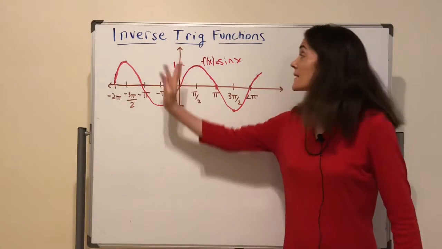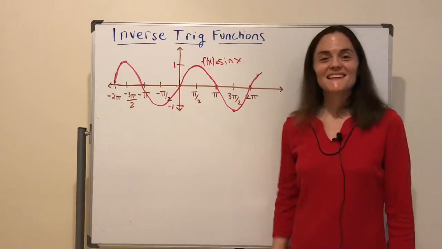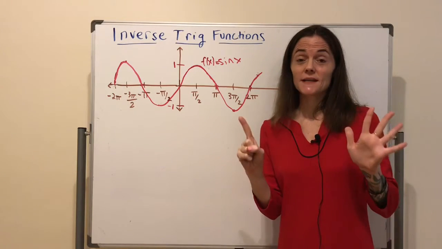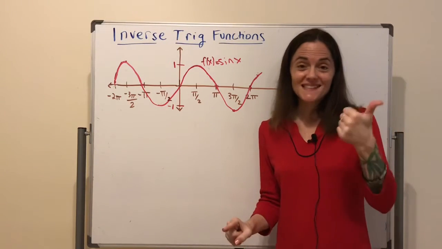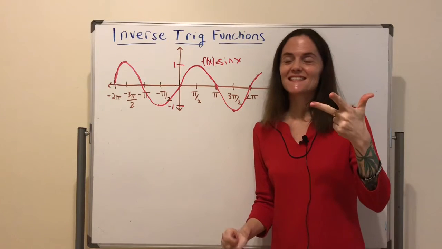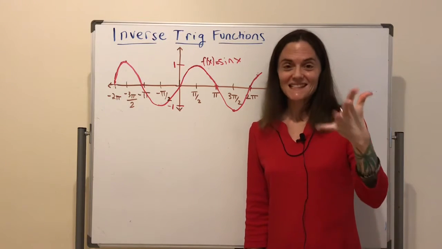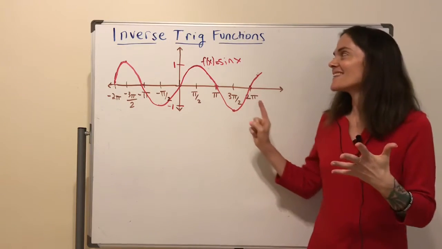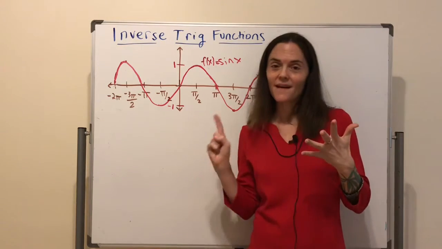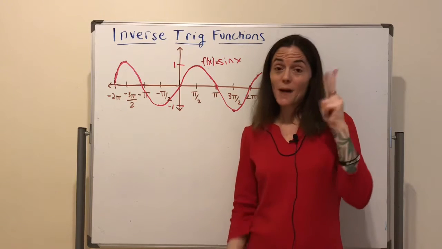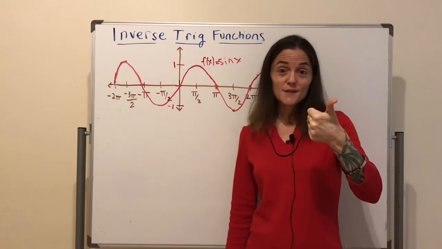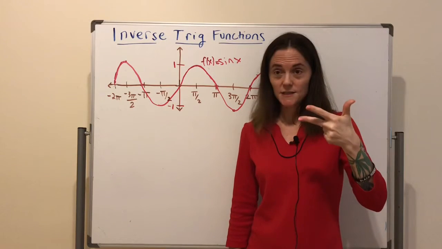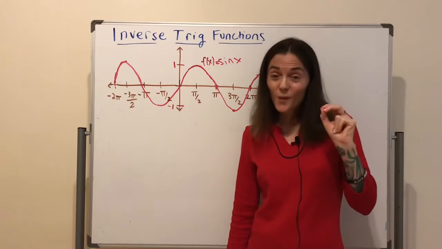Today's topic: inverse trig functions. If you remember, we had 6 different trig functions: sine, cosine, tangent, cosecant, secant, and cotangent. But really, today, at least, talking about the inverse trig functions, I'm only going to talk about 3 of them: the inverse sine, inverse cosine, and inverse tangent. Those are really the most important.